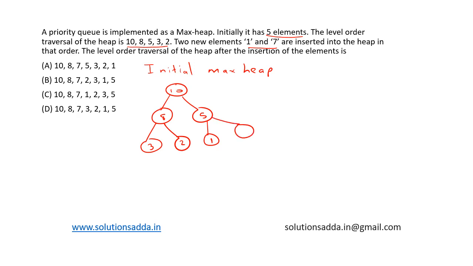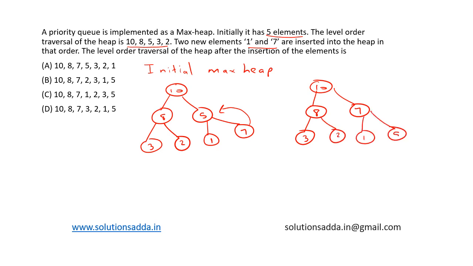Now next we are inserting 7. Since we are inserting 7, the max heap property is violated because 5 and 7 should be swapped, with 7 at the root side. So these two are swapped and the final max heap would be 10, 8, 7, 3, 2, 1 and 5. The level order traversal would produce the order 10, 8, 7, 3, 2, 1, 5. Option D is the correct answer here.